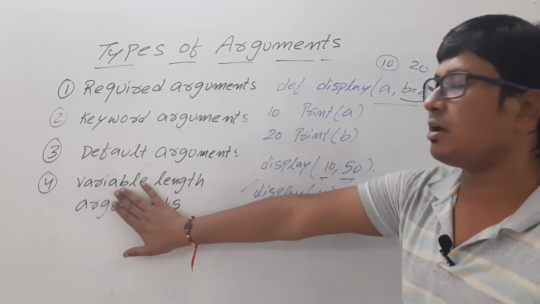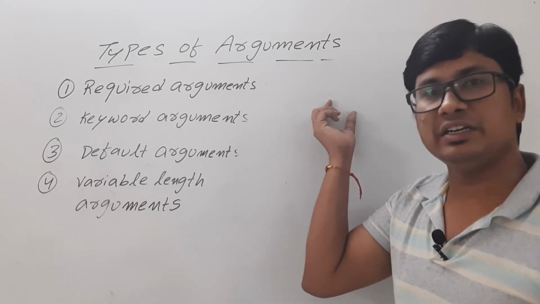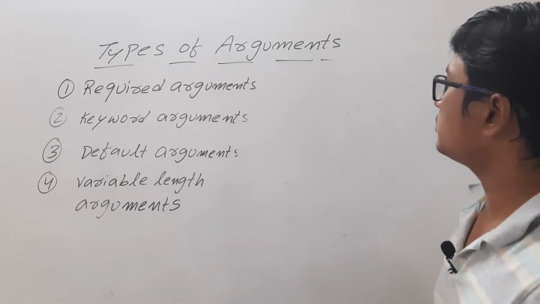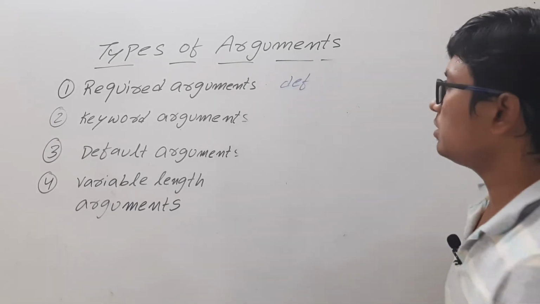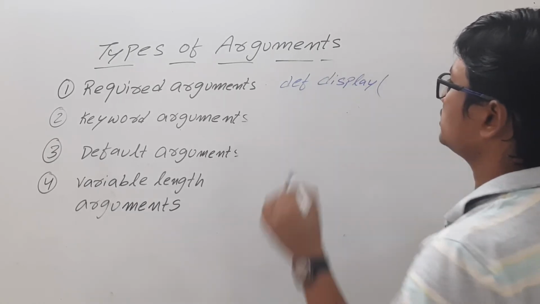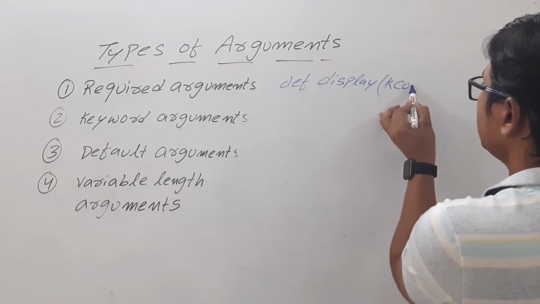Now let me discuss variable length arguments. The number of arguments in the function definition and the function calling will not be the same. Let me discuss with an example. Let me provide a function definition called display. It is a user defined function called display.